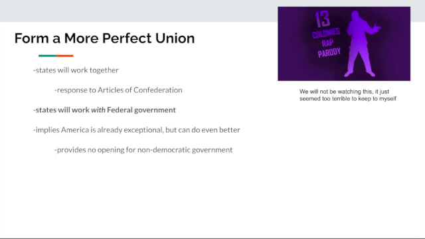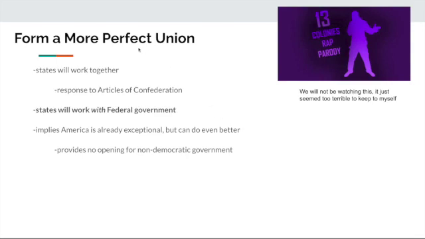States are going to work with the federal government. They will not work in opposition to the federal government. They will not collaborate with the federal government either. The union works because that federal government is there. The states have a voice, but at the end of the day, the federal government calls the shots. So, we're great. We can do even better.